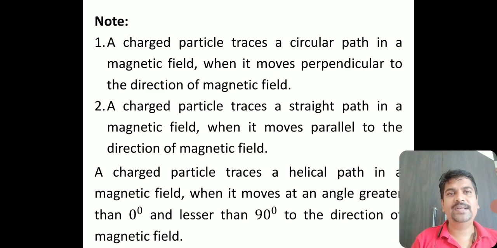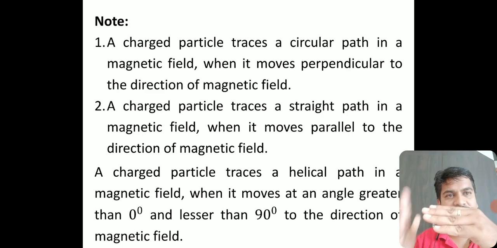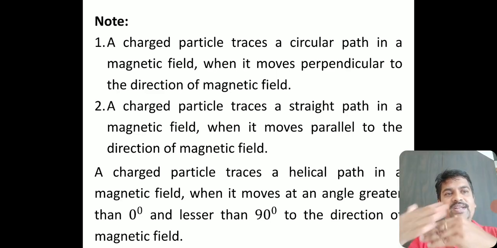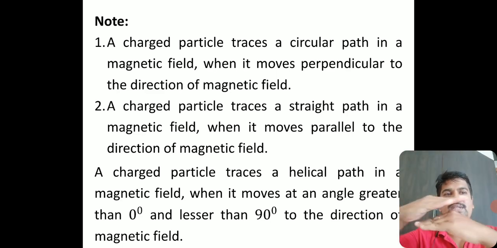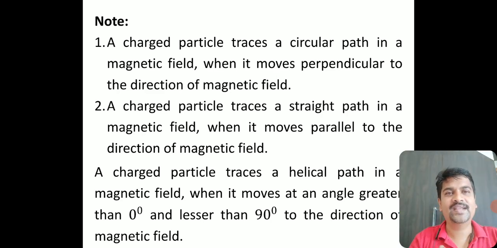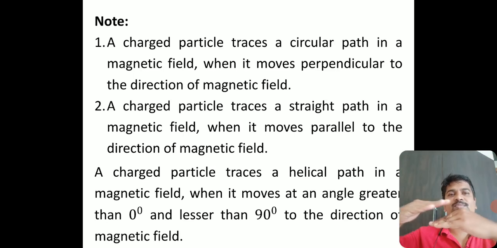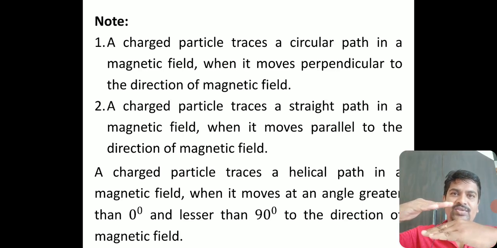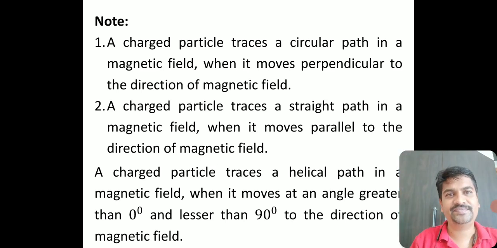The second point is a charged particle traces a straight path. It will go straight when it is moving parallel to the direction of magnetic field. It goes straight. Why? Because it will not experience any force at all. A charged particle moving parallel to the direction of magnetic field will never experience any force. Therefore, it tends to move in the same direction, so it moves in a straight line itself.